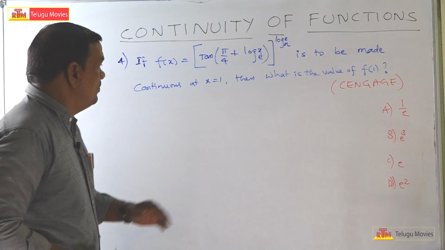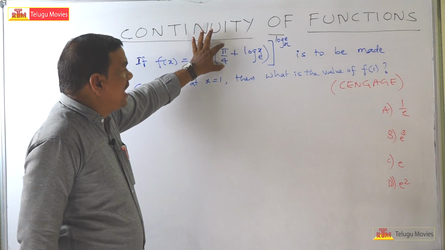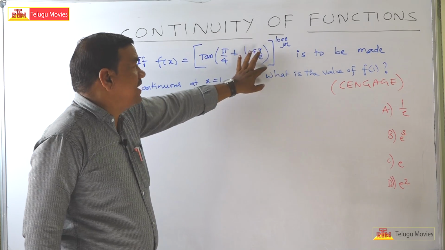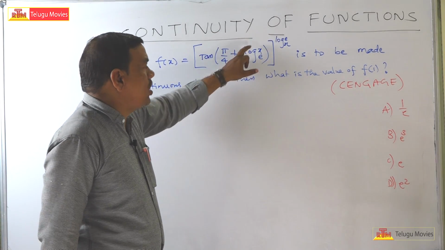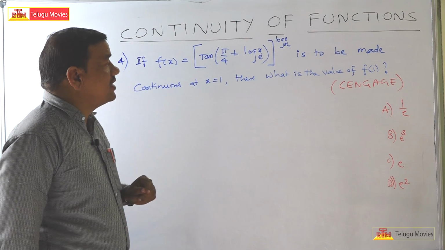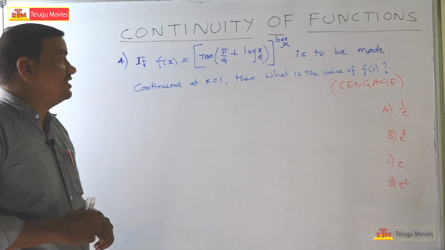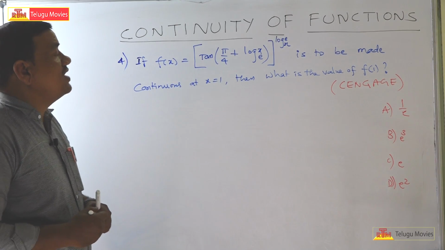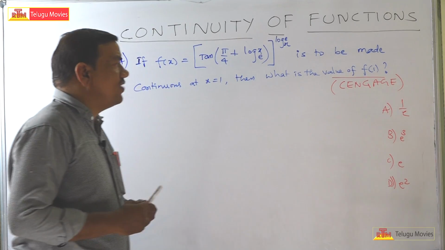Welcome to the next problem. If f of x is equal to (tan of pi by 4 plus log x to the base e) whole to the power of log e to the base x, here log x to the base e in the numerator and in the power log e to the base x, is to be made continuous at x is equal to 1, then what is the value of f of 1?